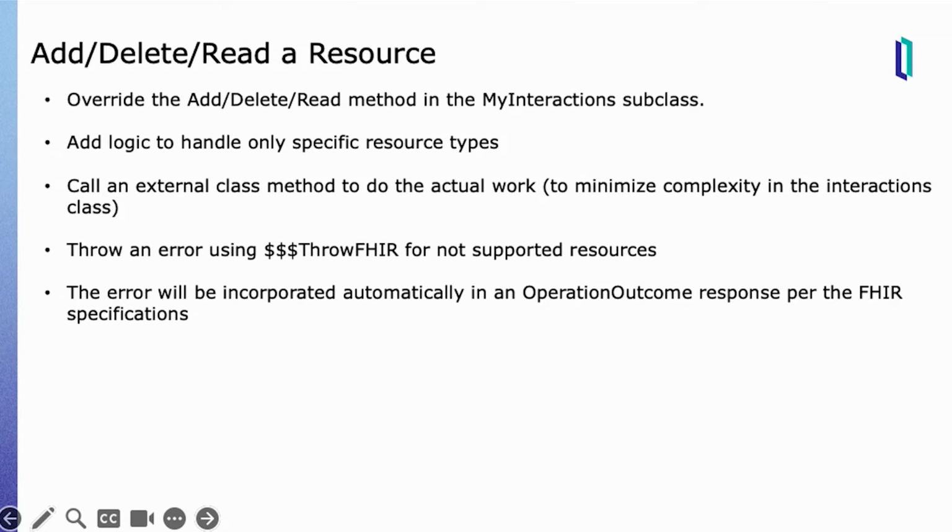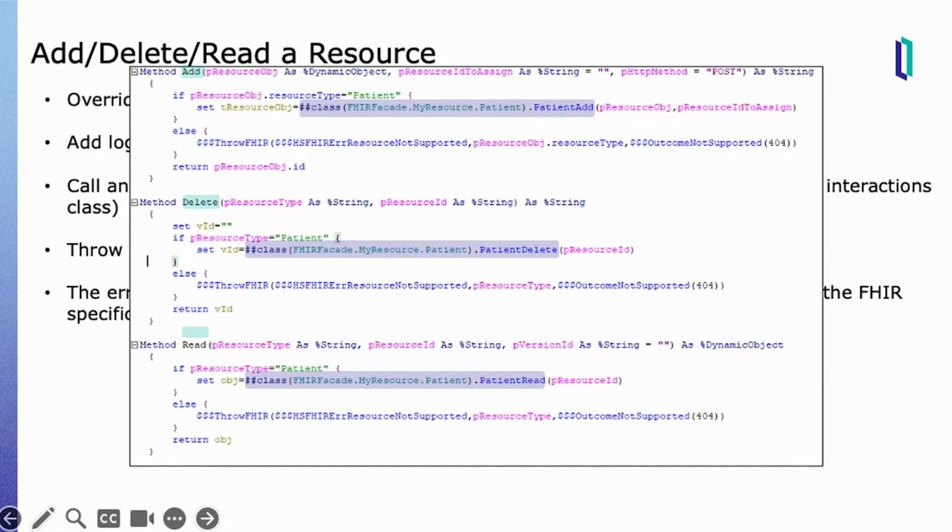If there's an error, you'll need to throw a FHIR error, okay, which is basically going to be displayed as the response and an operation outcome resource according to the FHIR standards, which is being done automatically for you because you're using those macros and using the same logic that we built our own resource repository with. So here's a sample, okay?